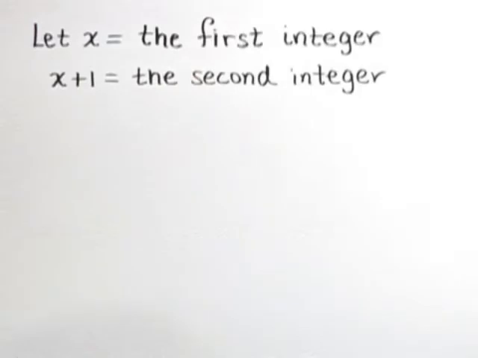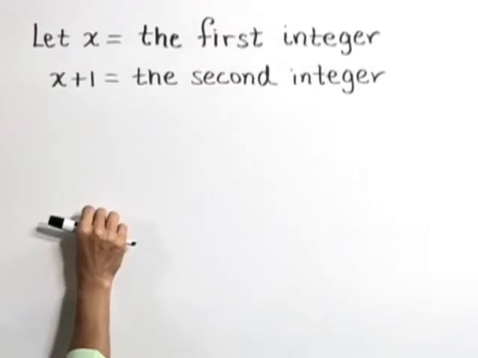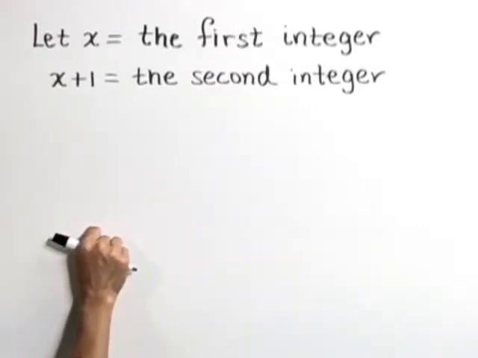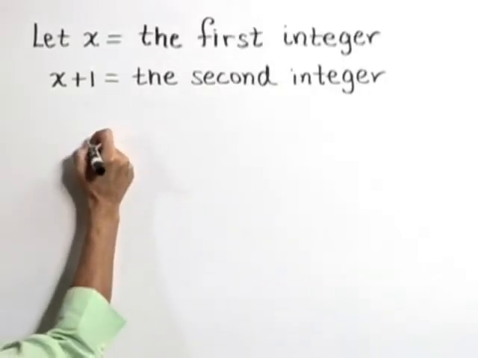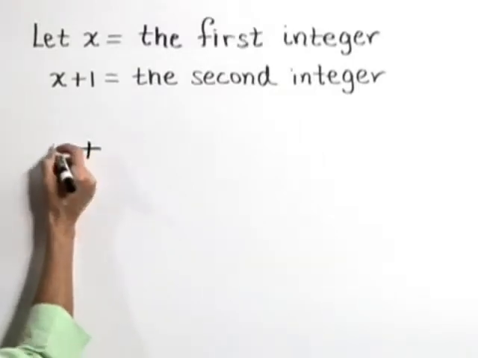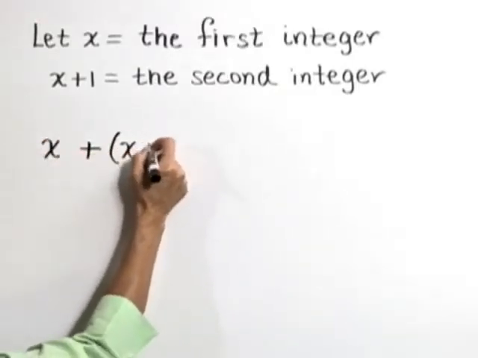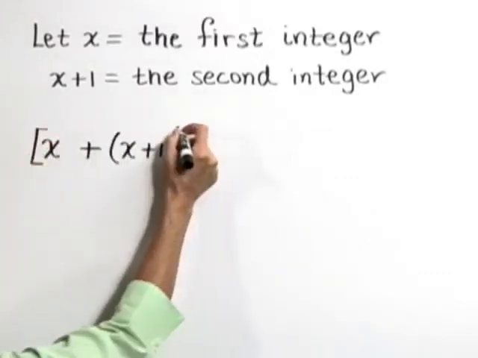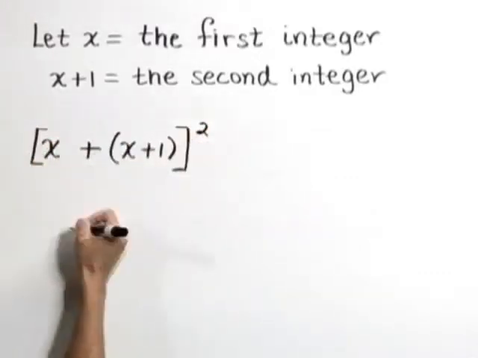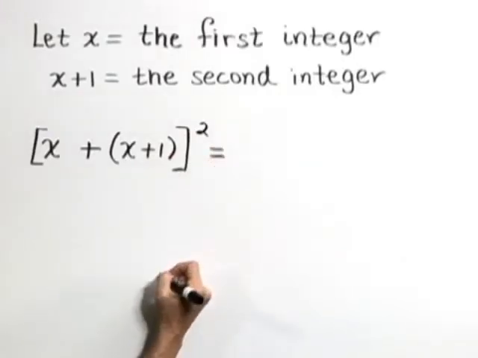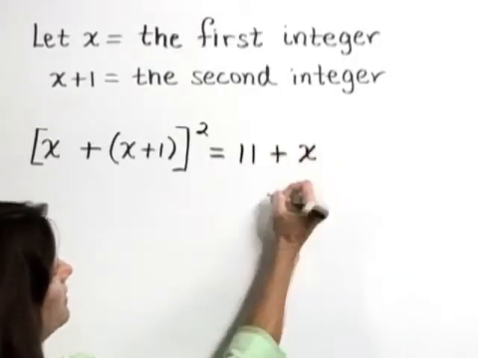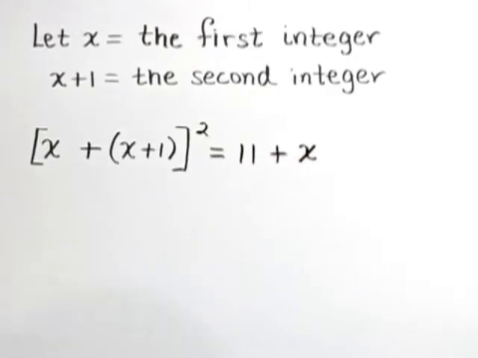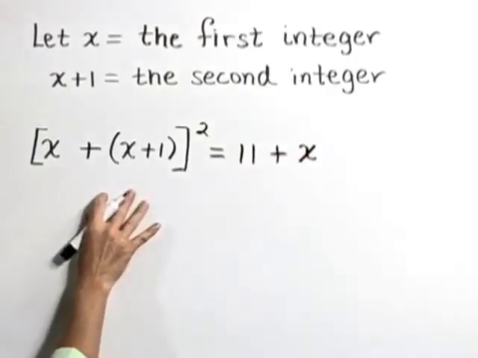integer. Now for step 3, we'd like to write an equation, and we'll use the fact that we're given that the square of the sum of the two integers is 11 more than the lesser integer. So the square of the sum of these integers, let's sum them, x plus 1, and then square it, giving the square of the sum, is equal to 11 more than the lesser integer, which is identified as x. We have our equation. Now let's move on to step 4 and let's solve it.